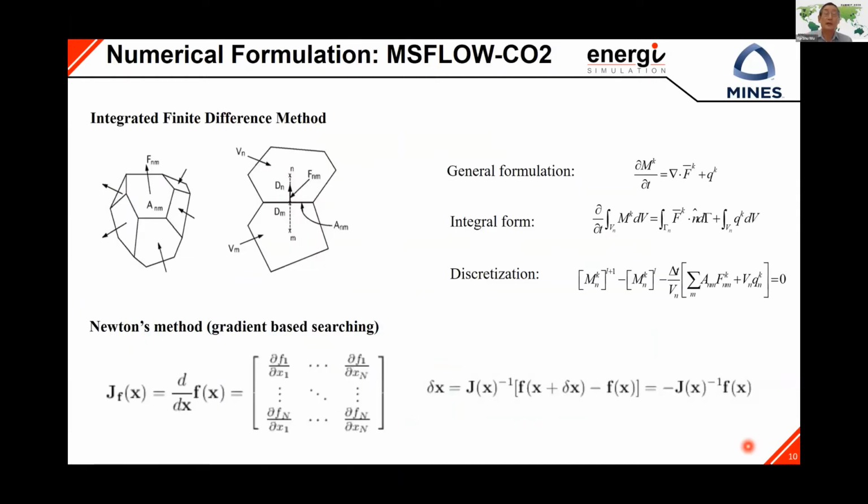Numerically, we are still using the integral finite difference approach, fully coupled: the multicomponent mass balance equation for each component, the thermal conservation equation, and the geomechanical equation in terms of the mean stress formulation. These are solved simultaneously using Newton-Raphson iteration.